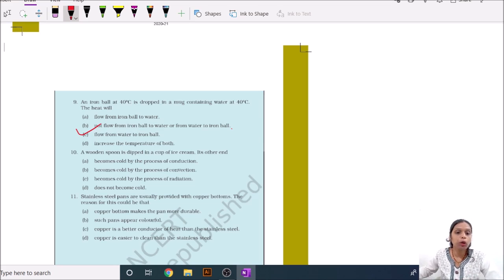Okay, a wooden spoon is dipped in a cup of hot milk. What will you prefer? You will think that it does not become hot. Stainless steel pans are usually provided with a copper bottom. The reason for this could be that copper is a better conductor of heat than stainless steel.